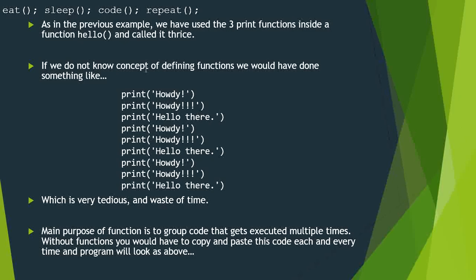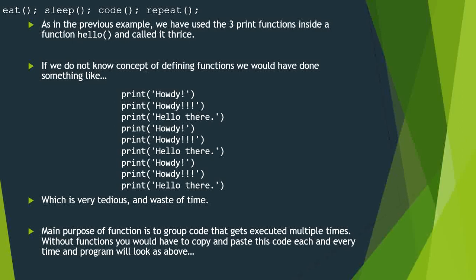So the main purpose of this group of code which you have seen in the previous example is that it gets executed multiple times. The same block got executed multiple times, and without functions you would have to copy and paste this code each and every time you want to write those particular lines. So rather than writing or copying and pasting that code n times wherever you need it, it's better to make a function and then call that function. So this is important.